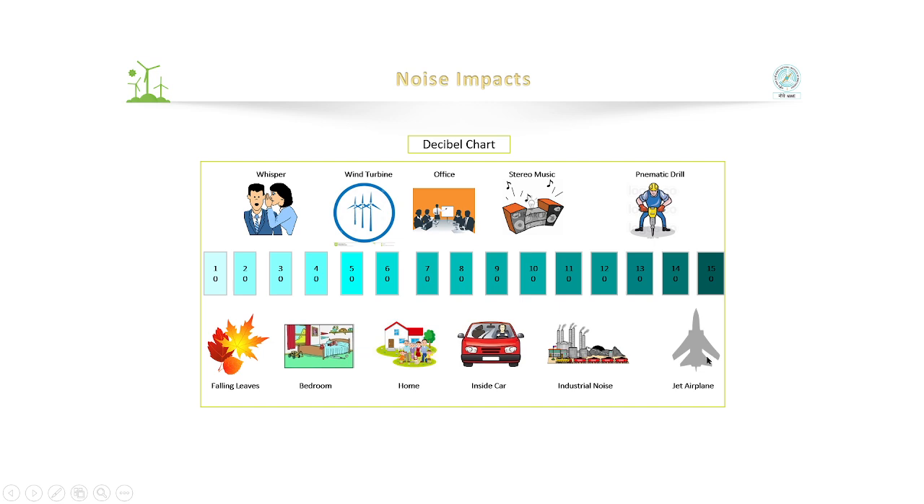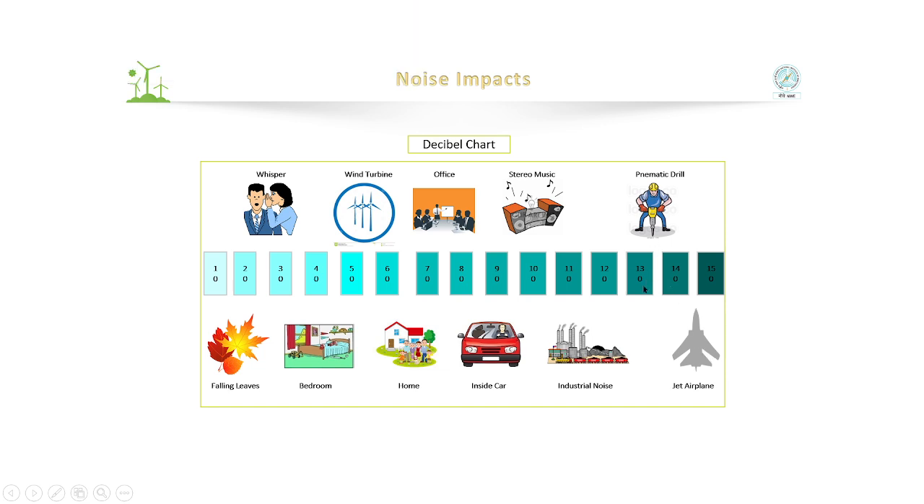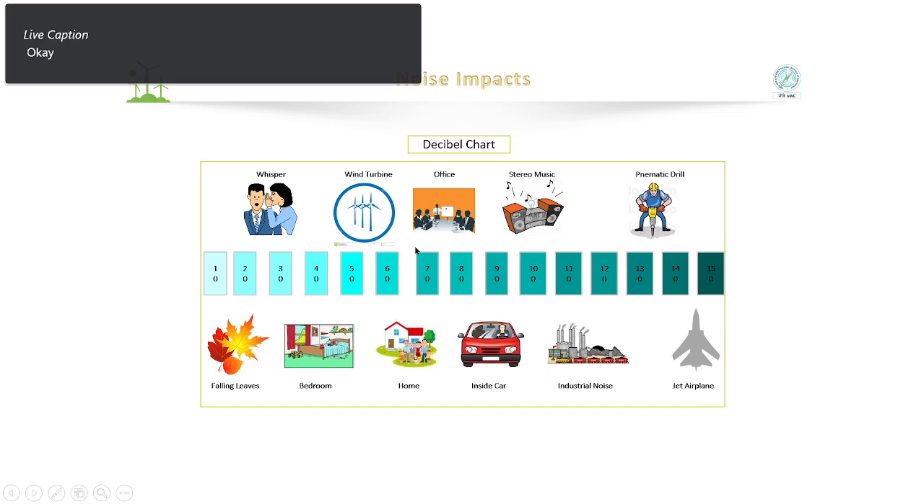So just to give an idea of the decibel chart. A jet aeroplane will have 150, 140 decibels. Pneumatic drill 130. Industrial noise about 110. Stereo music sometimes 100. Inside a car about 90 or 80. Then office space or home space about 70, 60 decibel noise will be there. A wind turbine is about 50 to 40 in that area.